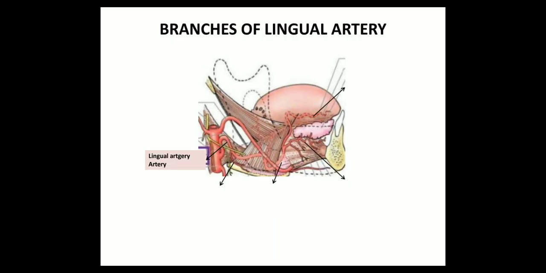The branches of the lingual artery: from the first part it gives the suprahyoid branch, which anastomoses with its fellow of the opposite side. From the second part, the dorsal lingual arteries, generally 2 in number, supply the dorsum of the tongue and the tonsil. From the third part, the sublingual artery supplies the sublingual gland. So the third part continues as the deep lingual artery.